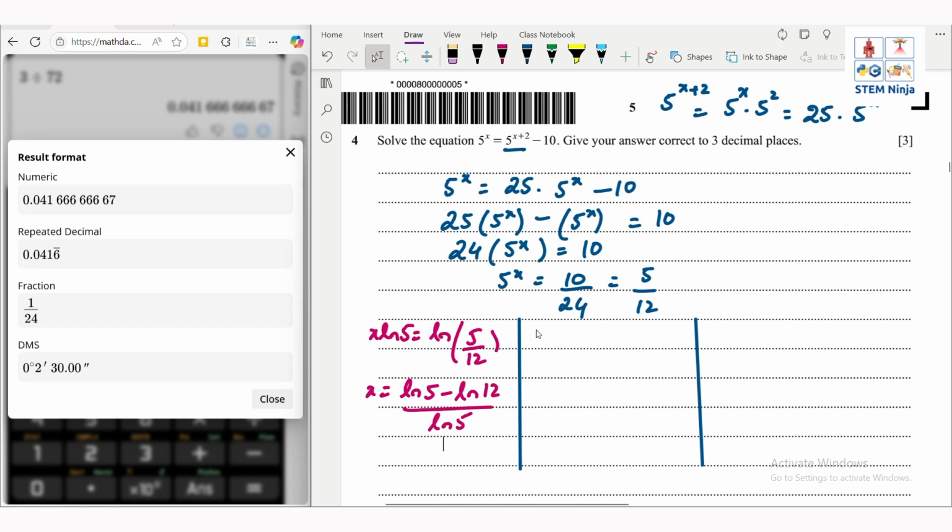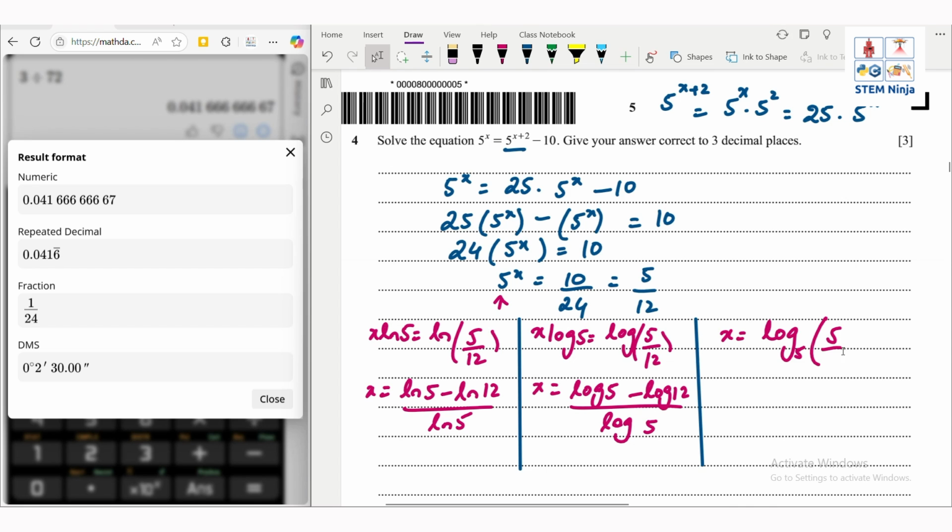If we go with the log, x log 5 equals log of 5 over 12. So x would be log of 5 minus log of 12, divided by log of 5. If you want to retain the base 5, that also can be done. So x would be log base 5 of 5 over 12. Either way, you're getting the same answer.